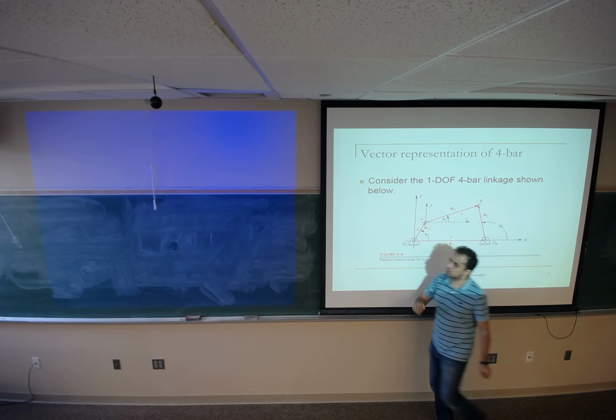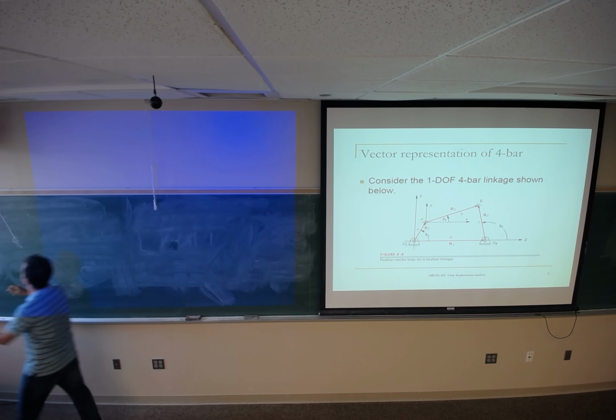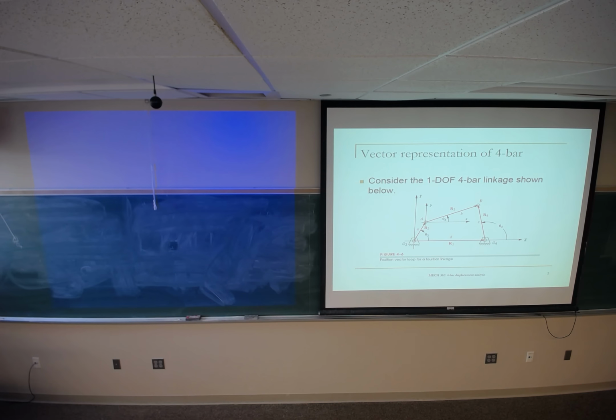So the first angle can be defined for link 2. It can be defined either at point O2 or point A. If you measure the angle at point O2, it's going to be this one. If you measure the angle from point A, it's going to be this one. So I pick point O2 and label it as theta 2. Why 2? Because it's link number 2. 1 is ground, 2 is this guy.